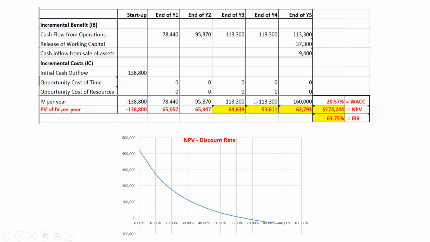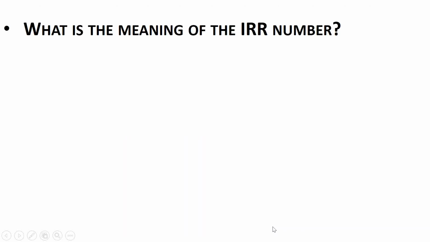So in our case, it's 63.75%. So basically it says, if you surrender all your future cash flows, even if a bank wants to charge you 63.75%, you'll be able to exactly borrow what you need. But if they want to charge you less, then you are a winner, right? Because if this is your IRR, and your cost of capital is below that, then when you use that number, your NPV is going to be positive.